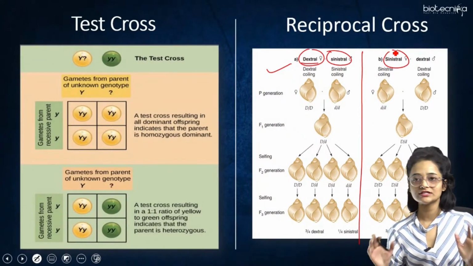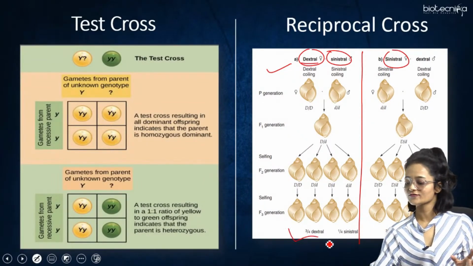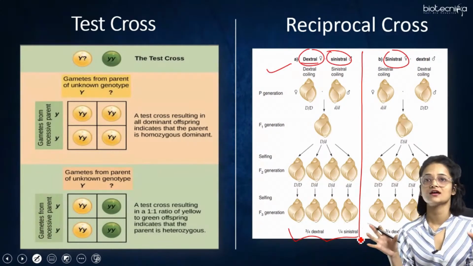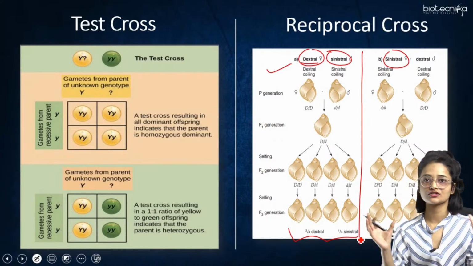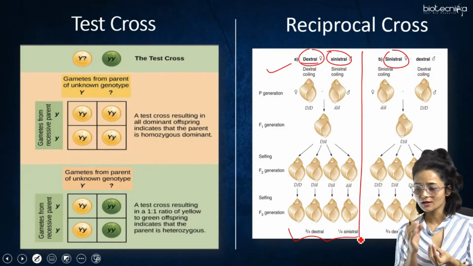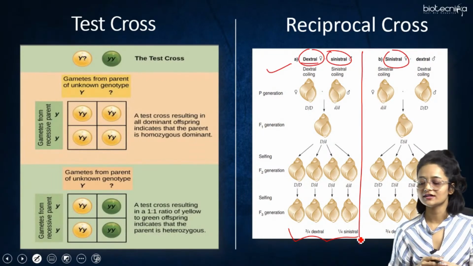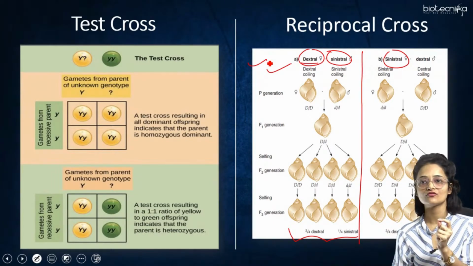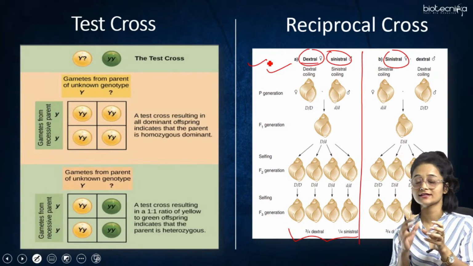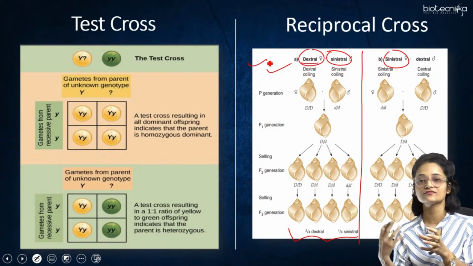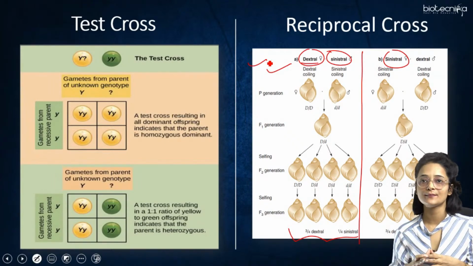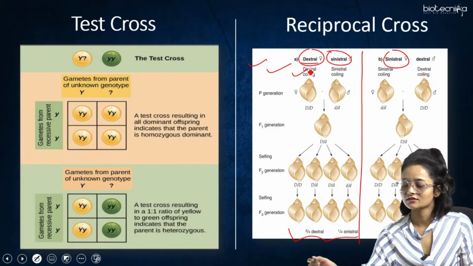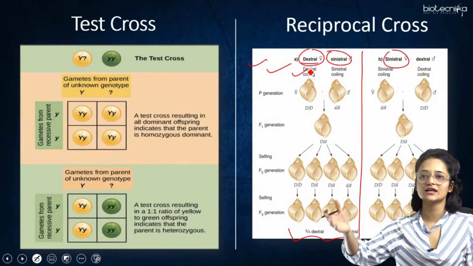For both of these crosses, we observe that the offspring result is the same, even if we change the genotype of the parents. The conclusion made here is that the expression of the phenotype, the expression of the genotype of the offspring, is not dependent on the parental origin, right? It is not dependent on whether the male or the female is showing the dextral coiling.